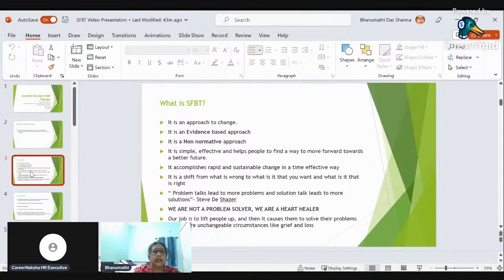Now, what happens is when a client calls you up and fixes an appointment, that particular day the therapy starts. Suppose a client calls me today and I give him an appointment for, say, next Monday, the therapy has already started, because there is a shift in the client from the problem to the hope. That, okay, now that I've fixed an appointment with the therapist, there is going to be a change in my life. That hope is instilled the moment the client fixes an appointment. So the therapy starts from that particular moment.